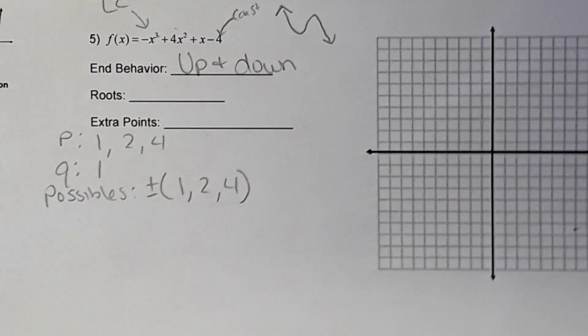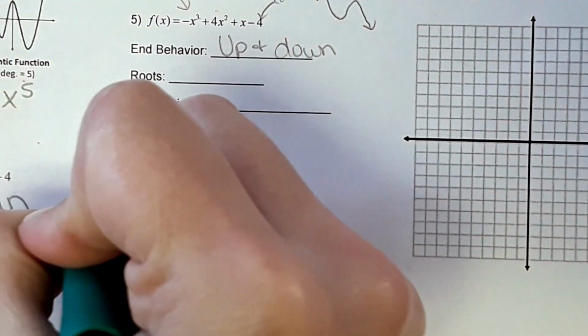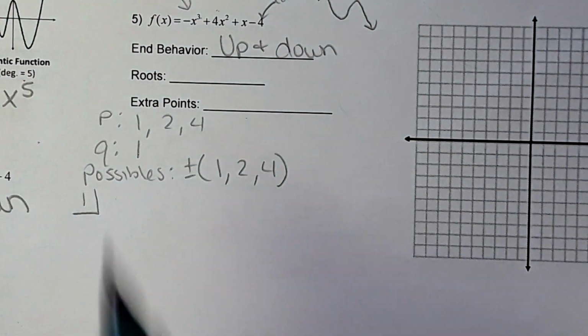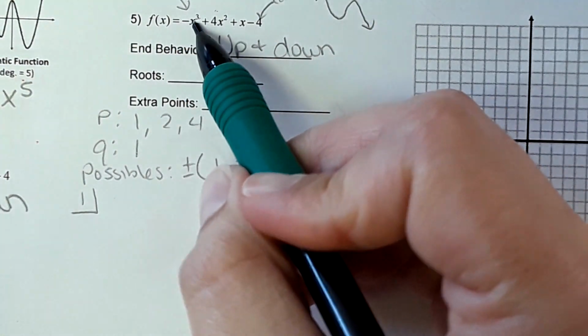Okay, so I just choose something like 1. How do you get the Q again? Is it the factors of the leading coefficient?